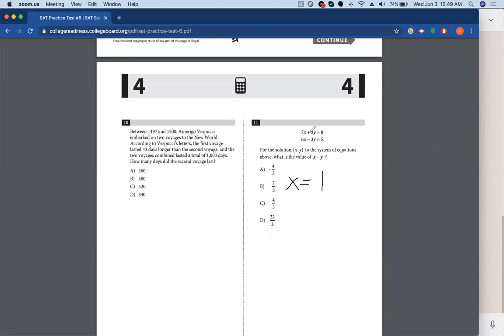Okay, we plug in 1 into the first equation, so we get 7 plus 3y equals 8. Solving this, we get y equals a third. 1 minus 1/3 gives us 2/3. Hence, B is our answer. Okay, next.